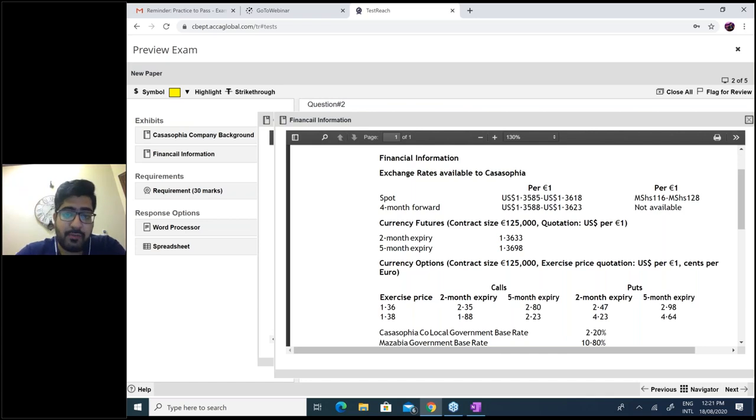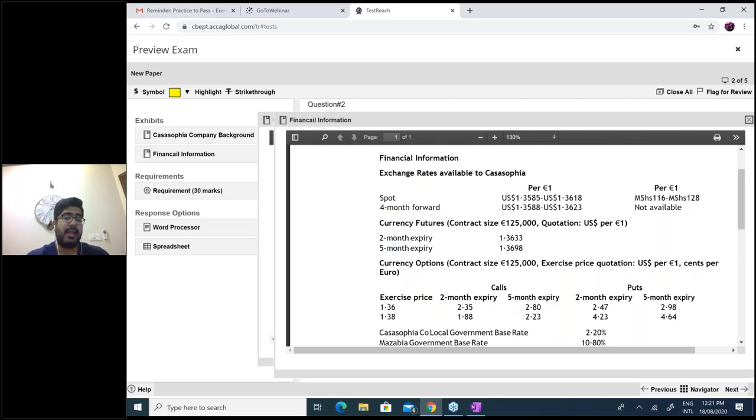After that, you are given information about currency futures. The contract size of currency futures is 125,000 euros. I told you futures are of standardized nature. Contract size 125,000 euros. Quotation is dollar per euro. Again, dollar per euro means euro is in the denominator. So you're given futures for 2-month expiry 1.3633, 5-month expiry 1.3698.